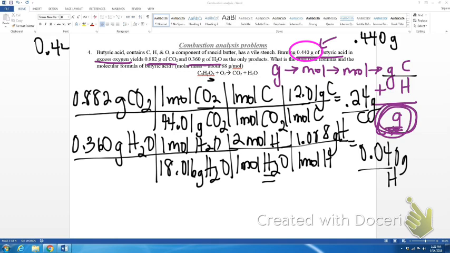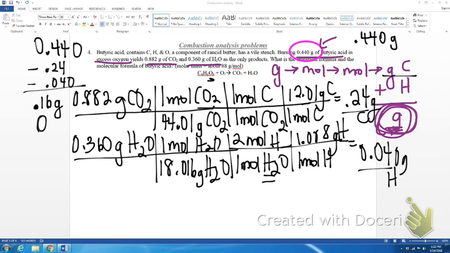0.440 minus 0.24 minus 0.040. We're going to do that math, just a little subtraction. 0.440 minus 0.24 minus 0.04 gives us 0.16. And that amount left over is the amount of oxygen in the compound.